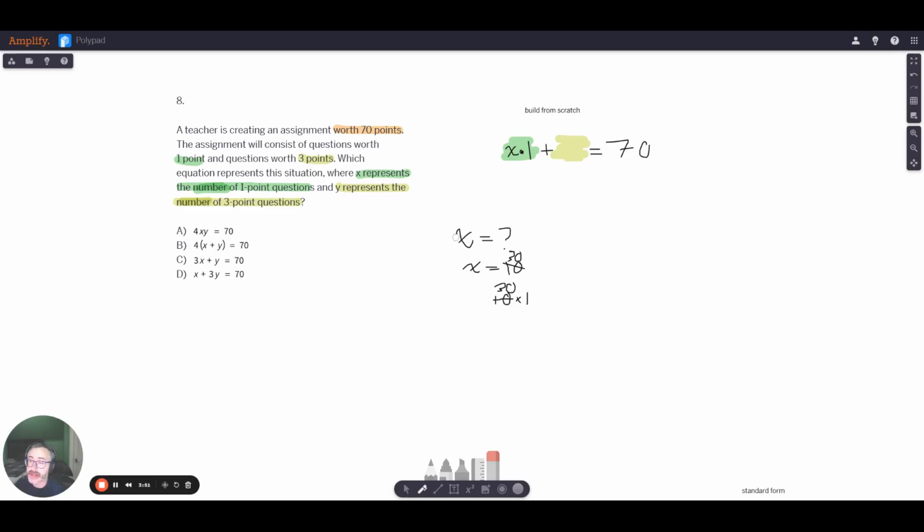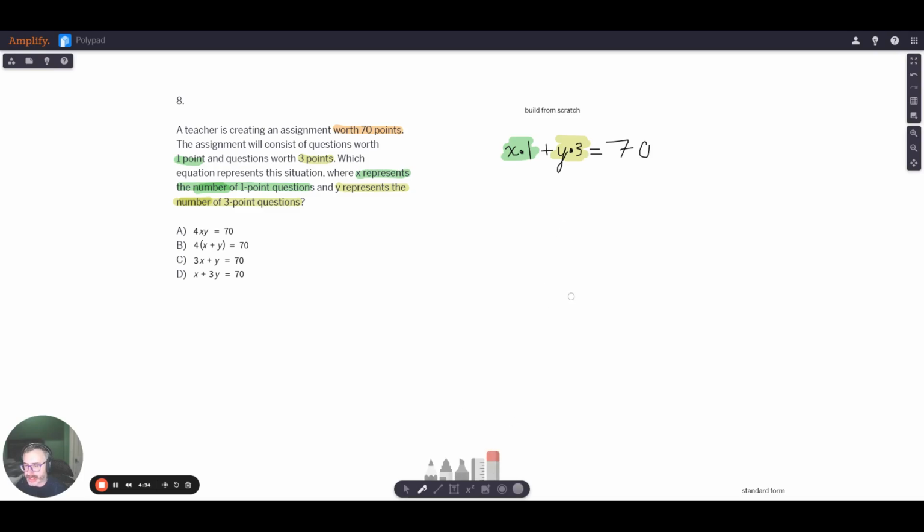We can use the same logic with our 3-point questions. We don't know exactly how many 3-point questions there are. We're just going to call that number y. We could imagine maybe there are 5 3-point questions. So 3 plus 3 plus 3 plus 3 plus 3, or 5 times 3. But again, if there were 10 3-point questions, all of those questions would be worth 10 times 3. So we've got some number y times 3. So we've got x times 1 plus y times 3 is equal to 70, the total number of points.